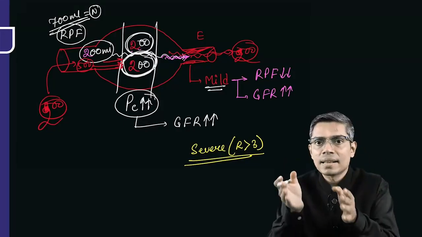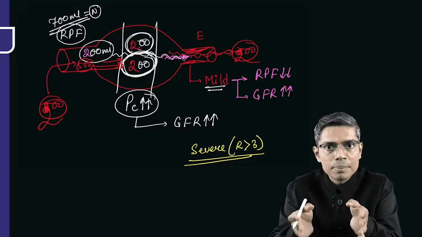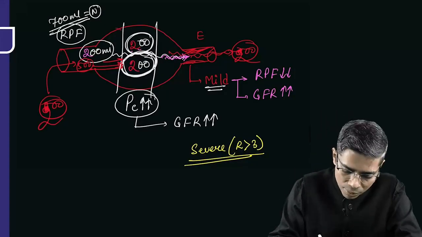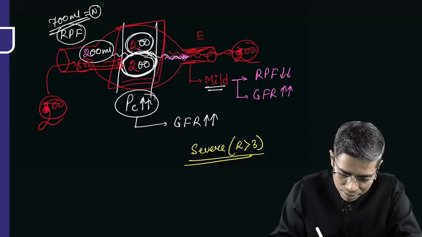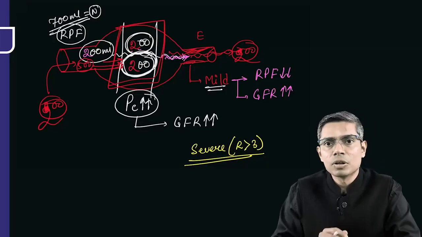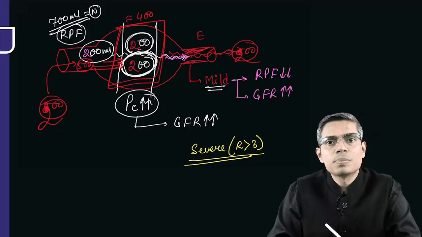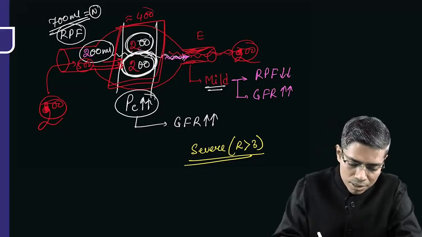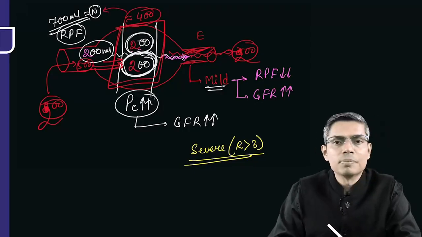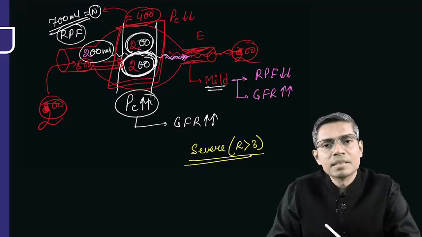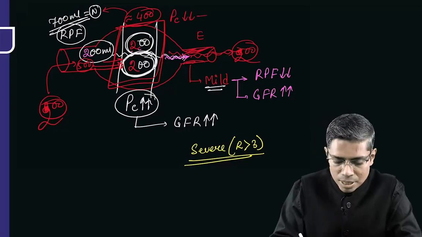In the second minute, another 200 ml of plasma is coming up. So in steady state condition, total volume of plasma which is staying at the level of glomerular capillary is approximately 400 ml. This 400 ml is always lesser than normal volume. So what will happen to the hydrostatic pressure of the glomerular capillary in this condition? Decrease.